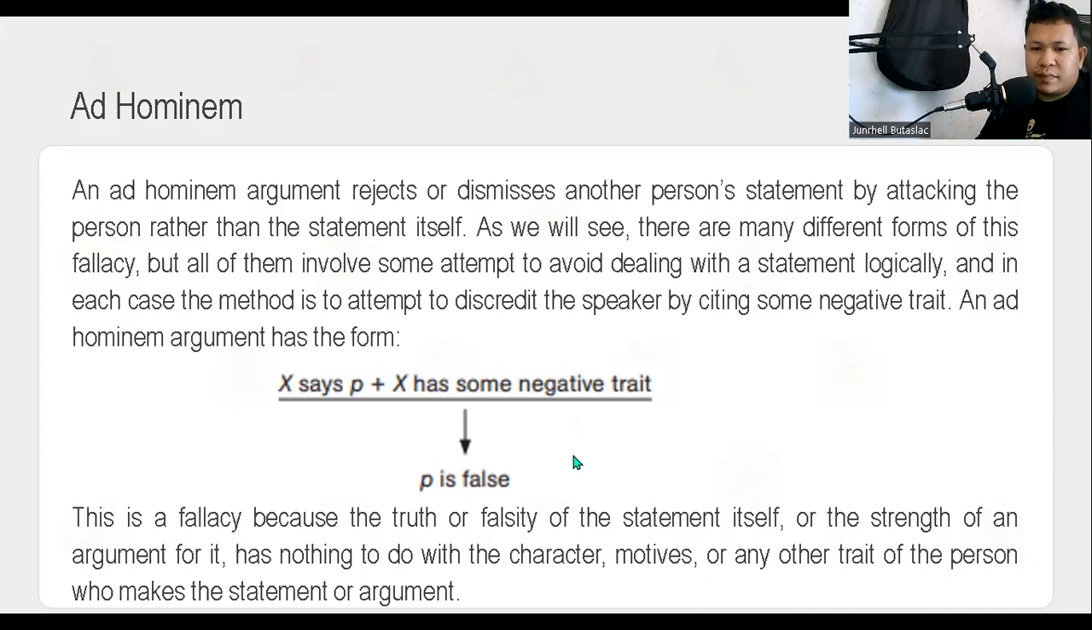This is a fallacy because the truth or falsity of the statement itself, or the strength of an argument for it, has nothing to do with the character, motives, or any other trait of the person who makes the statement or argument. This principle holds, but when we are concerned with testimonial evidence, we have to keep a certain distinction in mind. If someone defends a position by citing an authority, as we have seen, then it's legitimate to consider evidence regarding the authority's competence and objectivity.